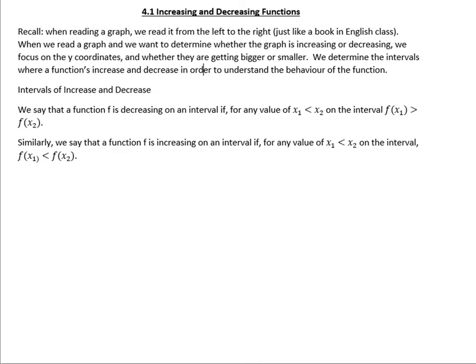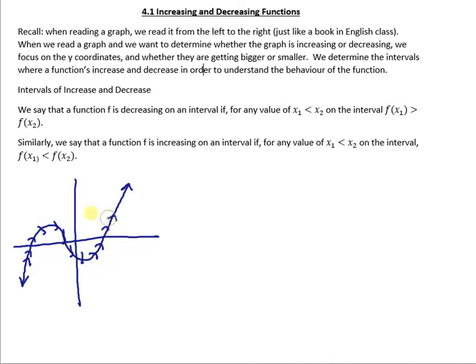About increasing and decreasing functions. So just to recall, when reading a graph, what we do is we read it from left to right. Just as an example, we would start at the very most left, and then wherever it goes, read it to the right. So we would always read it this way, where these arrows are pointing. Just like a book in English class.